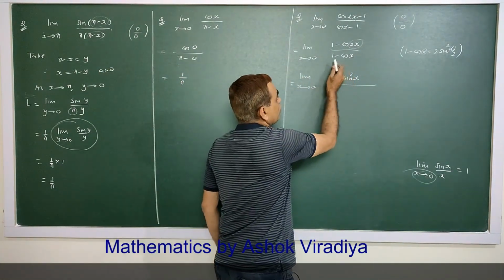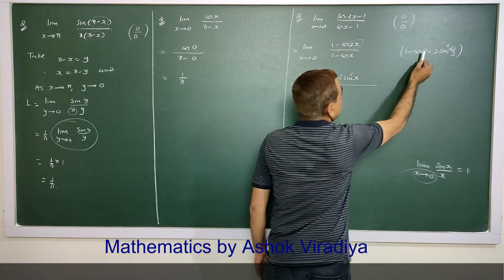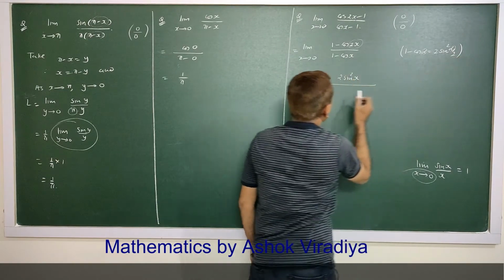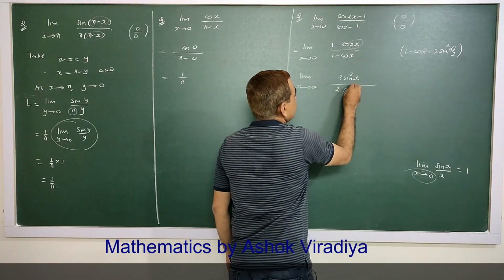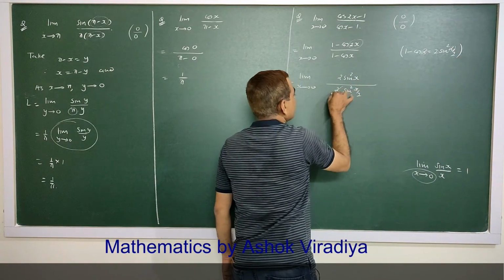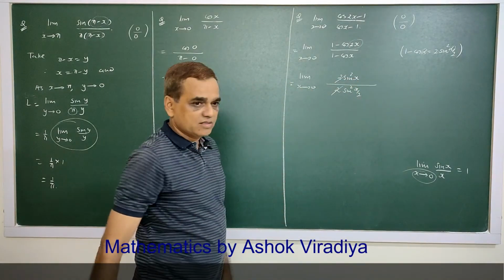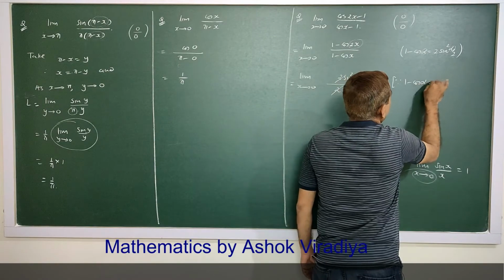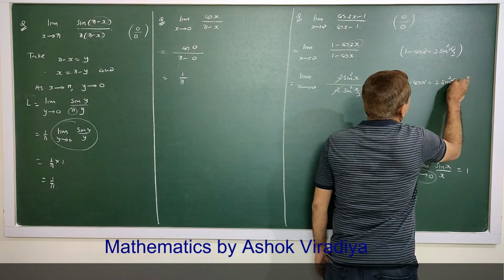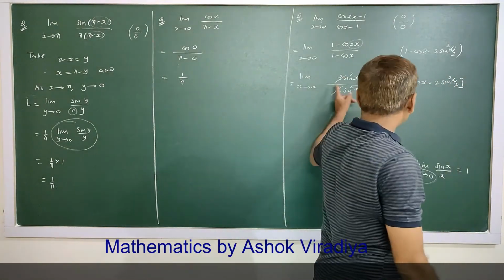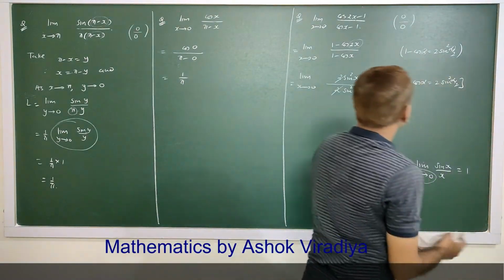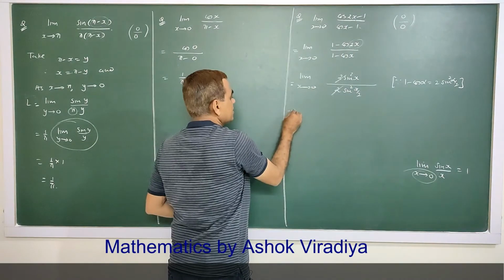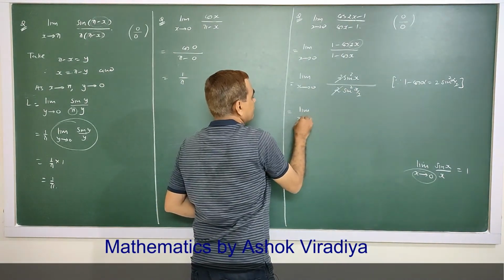Now here 1 minus cos x. If this is x, so 2 sine square x by 2. So this 2 is cancelled. So this formula is used here. I am putting the reason in front of this step. So this is the simple form.